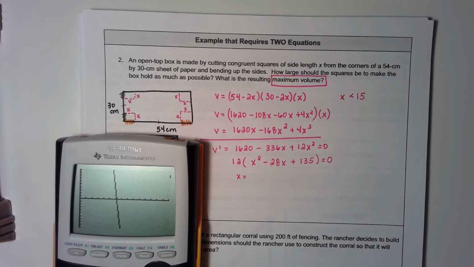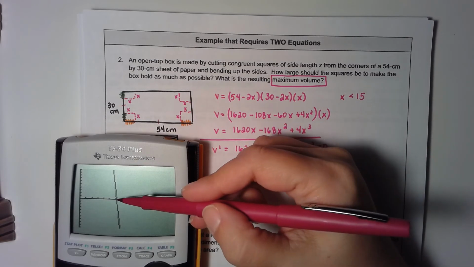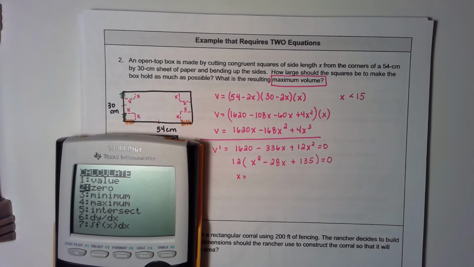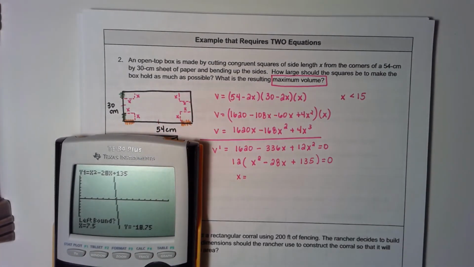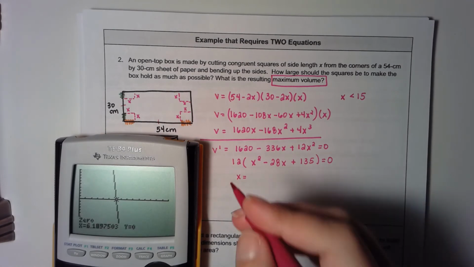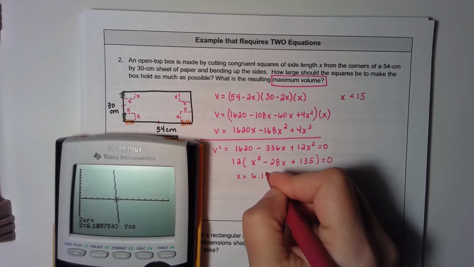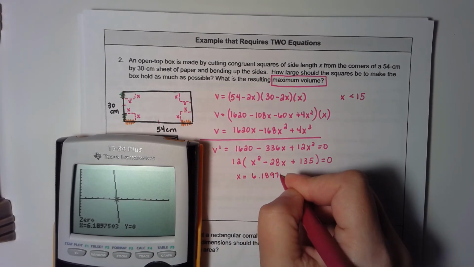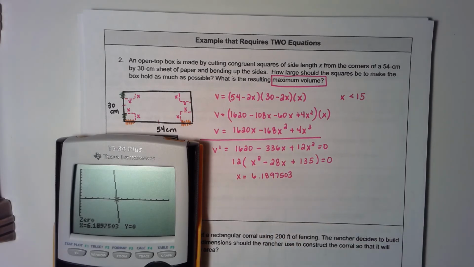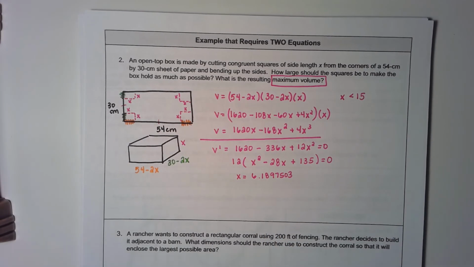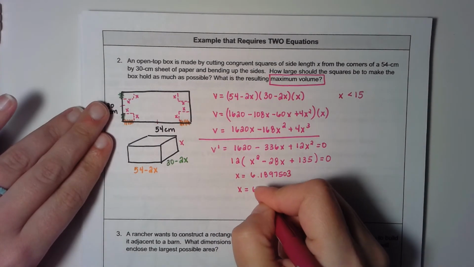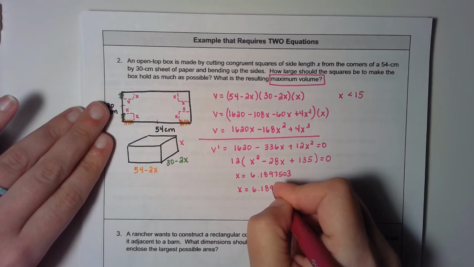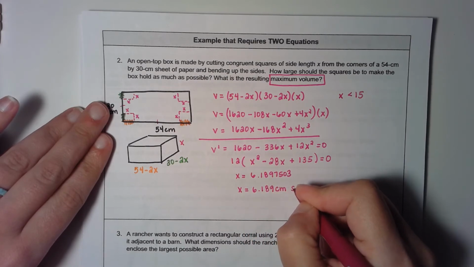I'm going to look for any zeros within that window, and it seems to happen one time. So I'm going to calculate my 0, which is going to be between 1, 2, 3, 4, 5, 6, and 7. So I'm going to even make it 5 and 7. And then it gives me that x would be 6.1897503. Now, in calculus, you're always going to want to round or truncate after 3 decimal places. So our final answer would be 6.189 centimeter squares.